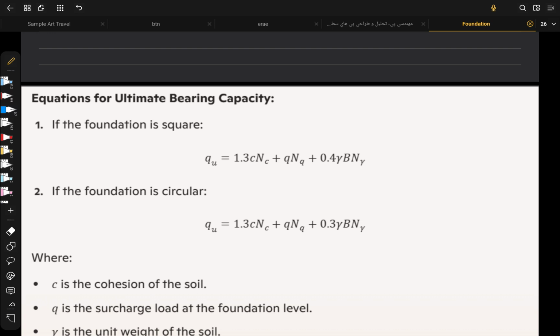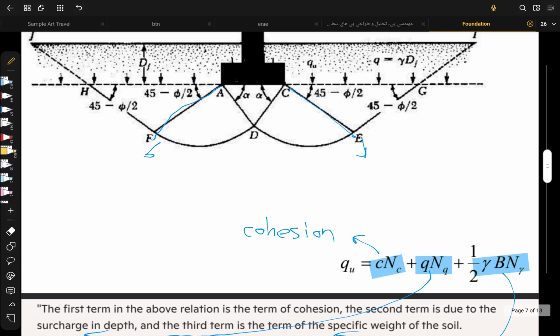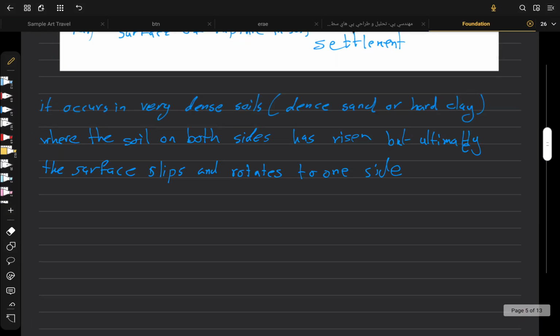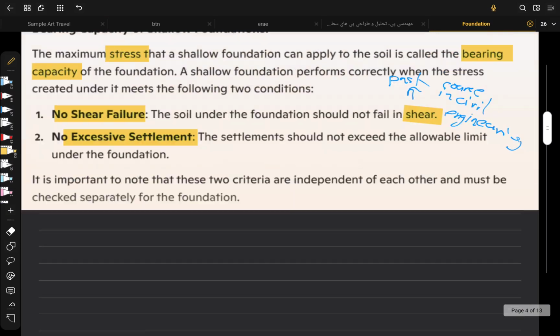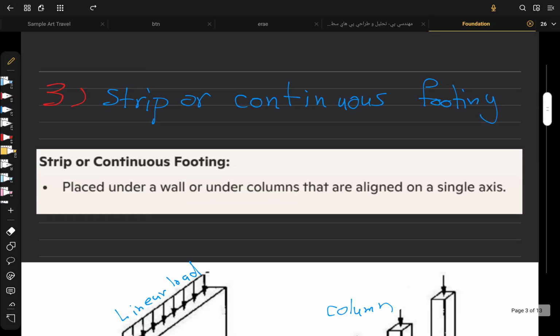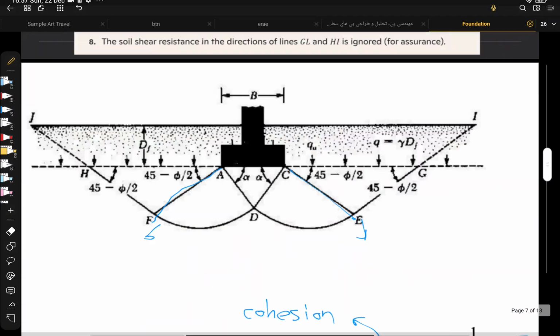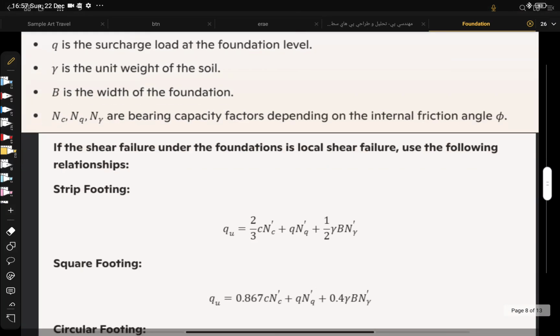If the foundation is square, the equation is what is here. If the foundation is circular, the equation is here. But this equation is for this kind of, let me show you the picture, the continuous footing. It's for the continuous footing. Okay, let's go on.